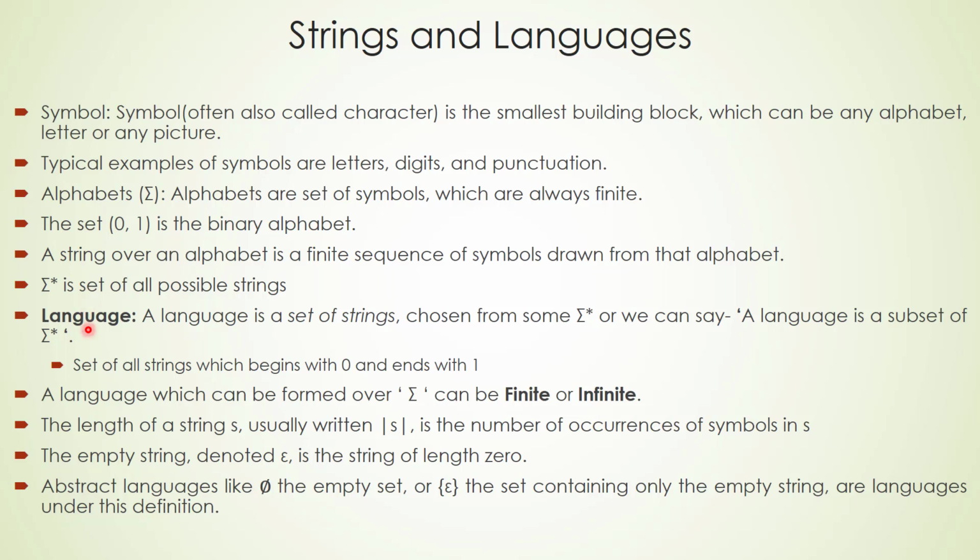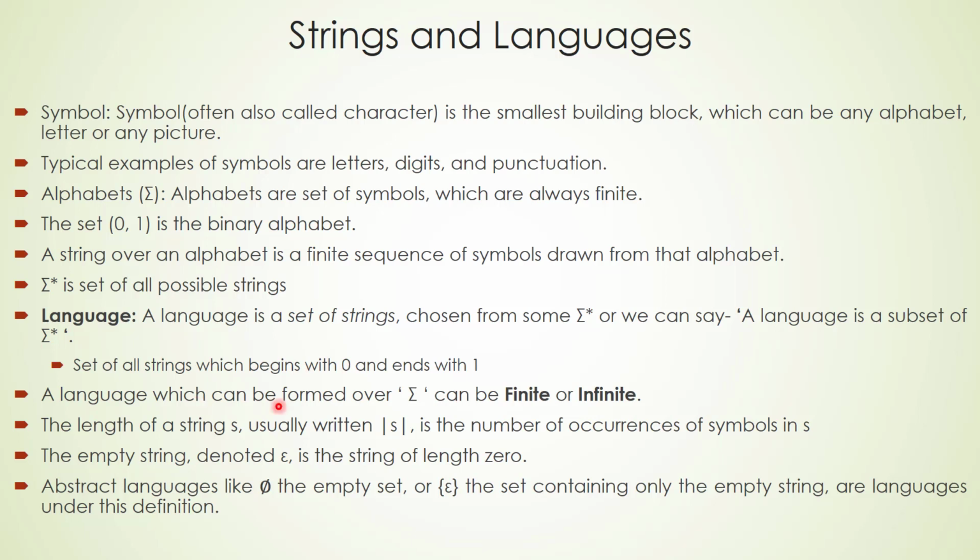Then language. A language is a set of strings chosen from some sigma star, or we can say a language is a subset of sigma star. I will try to explain language with the help of a simple example. Consider the binary alphabet. I am going to define a language where the rule is that strings which begin with 0 and end with 1 will be considered part of the language. Actually, it is a subset of sigma star.